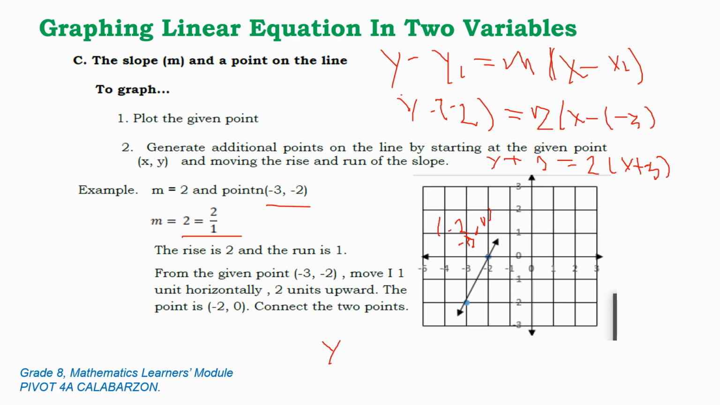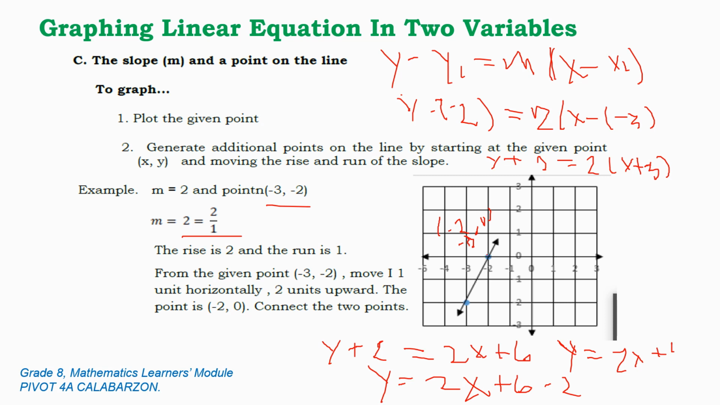y plus 2 equals 2x plus 6. Simplify ulit. y equals 2x plus 6 minus 2. So, change the sign, lilipat yun. So, our equation now is y equals 2x plus 4.